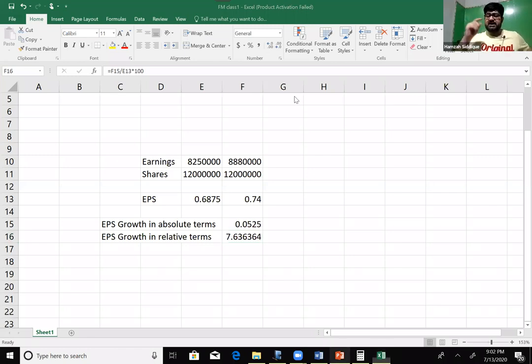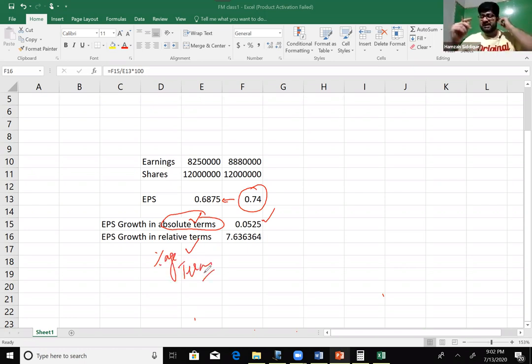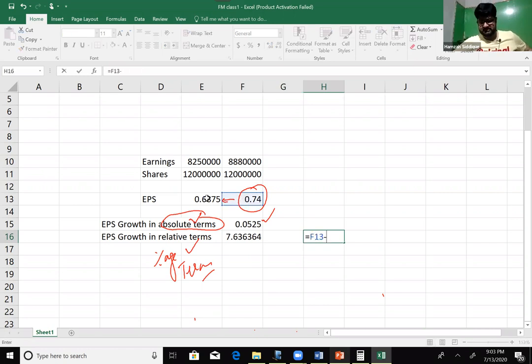I am happy that you have asked it. They said that calculate EPS growth in absolute term. So this minus this is growth in absolute means amount. Absolute terms means how much increase in amount. Relative term means increase in the percentage terms. What is percentage increase? So how we will calculate? Just see here. Let me calculate again. This minus this. Okay. So this will be the difference divided by this only.